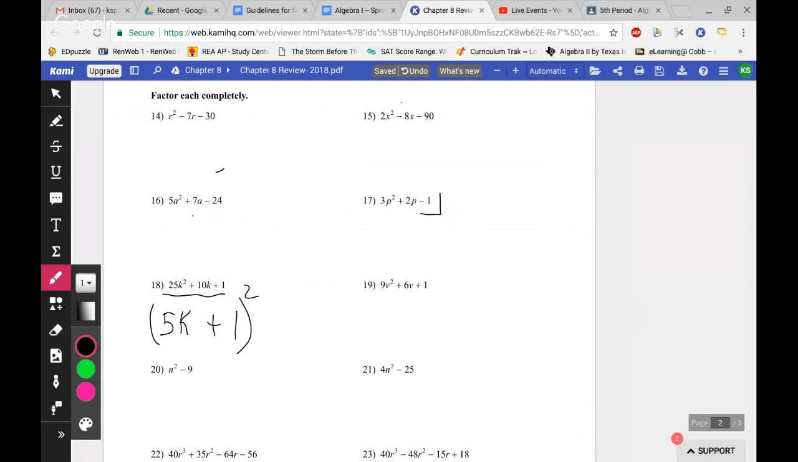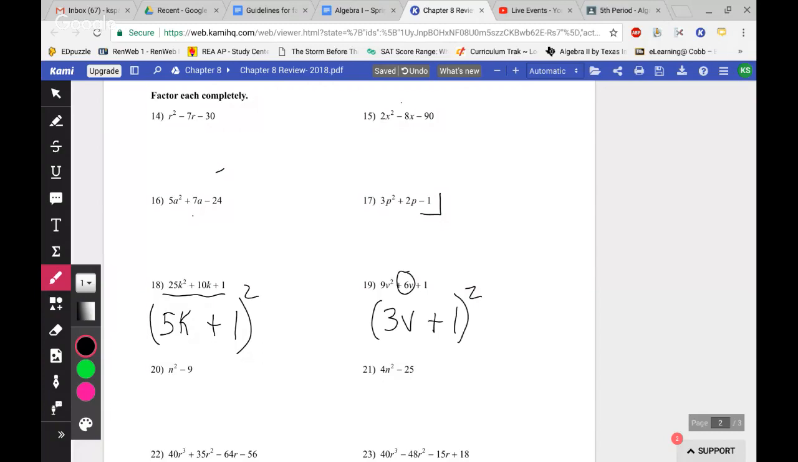Okay? So that's one of the things you want to do, is look and see if it's a perfect square. Okay, on number 19, is 9v squared a perfect square? Yes. Okay, what is the square root of 9v squared? 3v. Uh-huh. Is 1 a perfect square? Yes. Okay, and the square root of it is 1. And what's 3 times 1? 3. And 3 times 2? 6. So I know this is a perfect square trinomial. So I would just write the square roots of the first term and the last term and then square it.